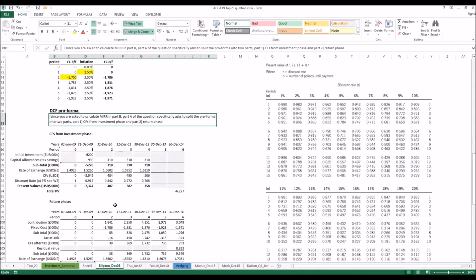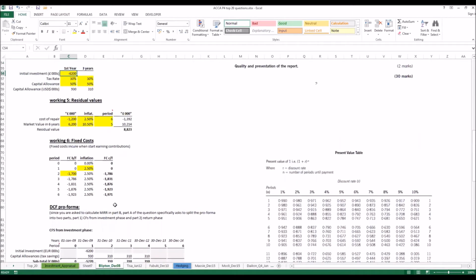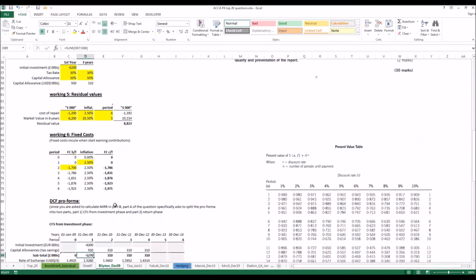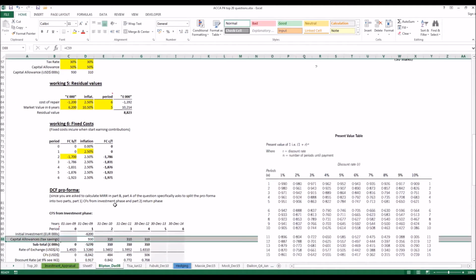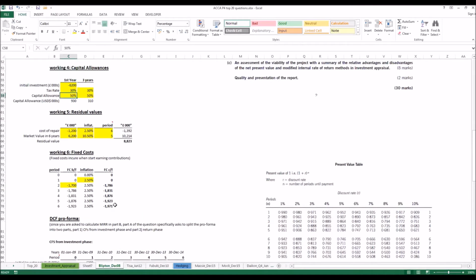So, like I said, the pro forma effectively needs to be split into 2 parts. Got the initial investment phase, and then the return phase. The investment phase will consist of the initial investment of 6.2 million. We are given this. So it comes out in year 1. It's the cost of building the hotel. We are told that we need to put the capital allowances. This is effectively a cost saving. It will result in positive present values. So we're told 930,000 in year 1, and then 310,000 year on year for the next 3 years in equal installments.